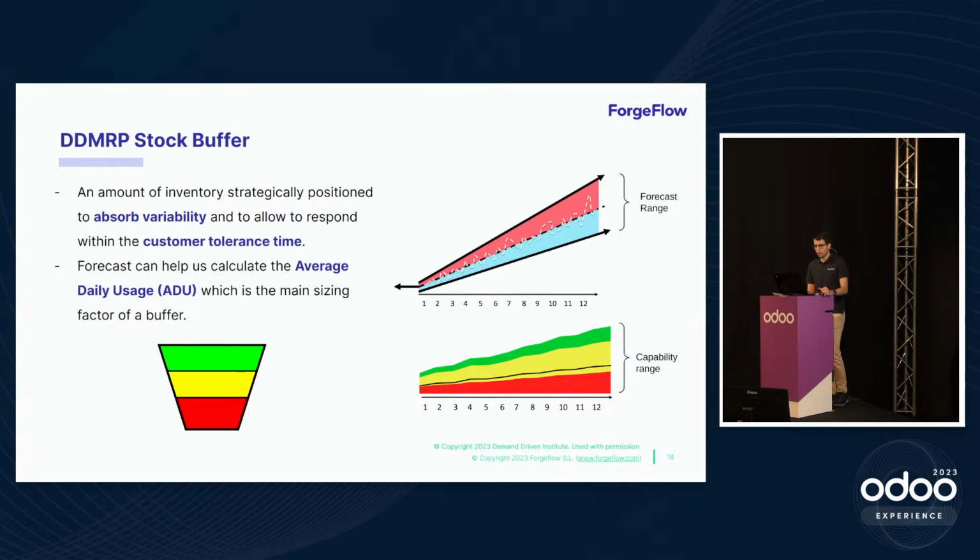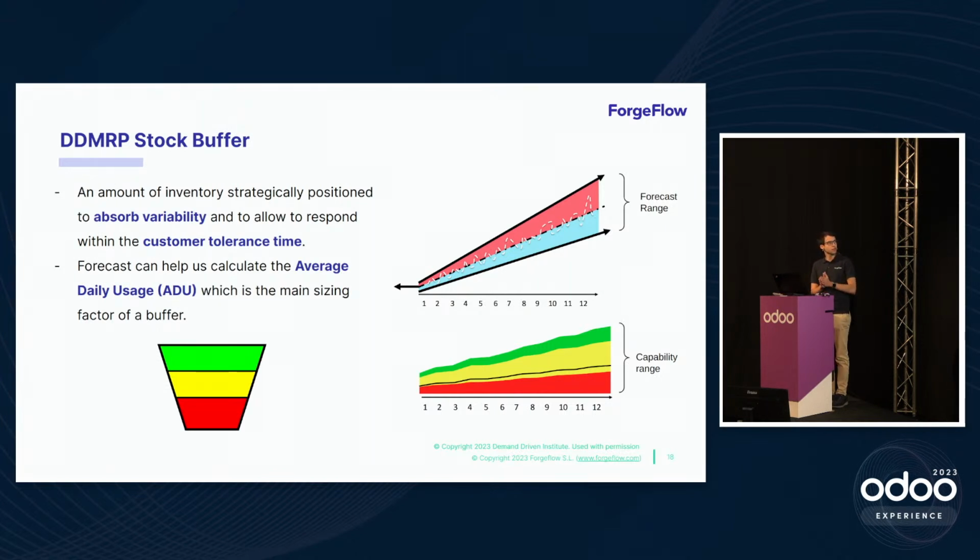At ForceFlow, we like to address this with DDMRP stock buffers. I don't want to go too deep into this, but what I can show you is the main idea of this: you can see it as super reordering rules with a lot more features.